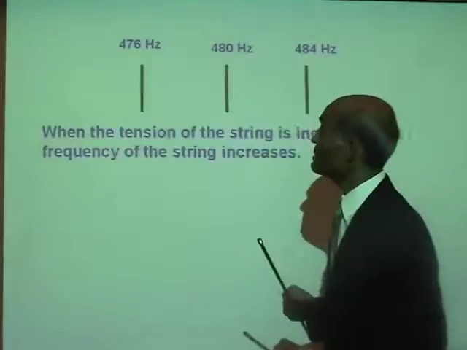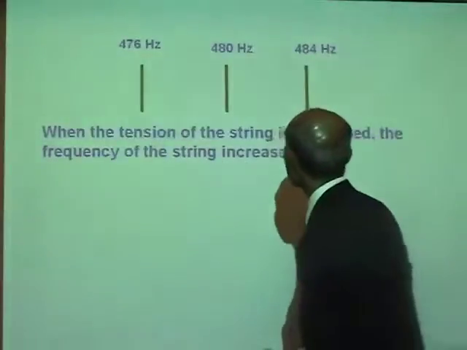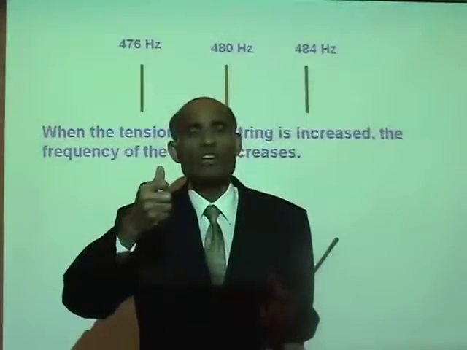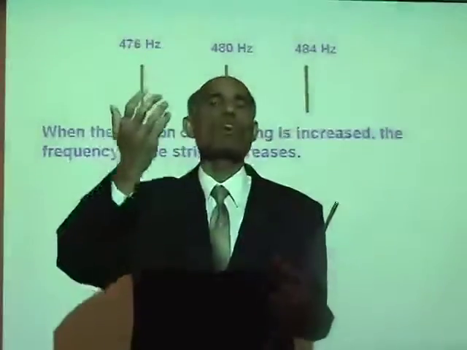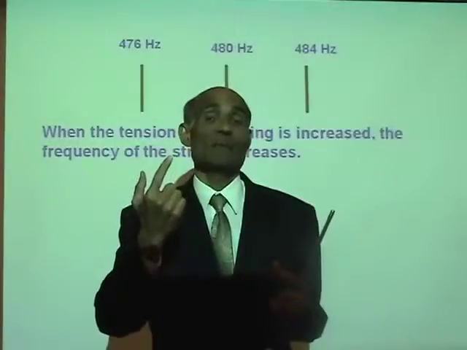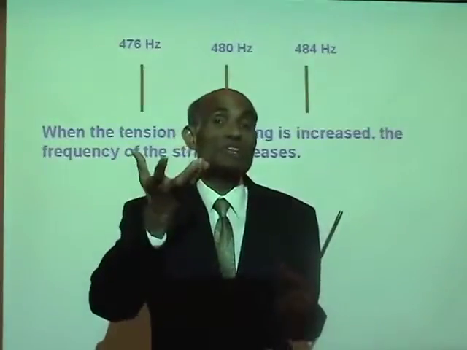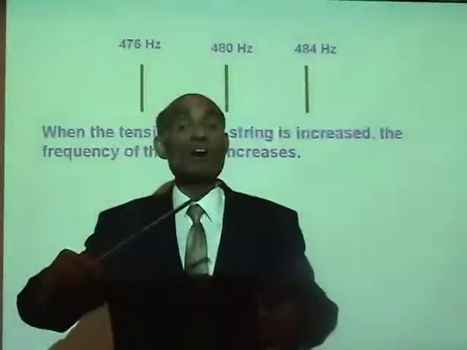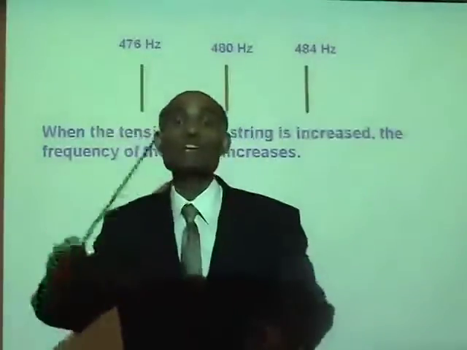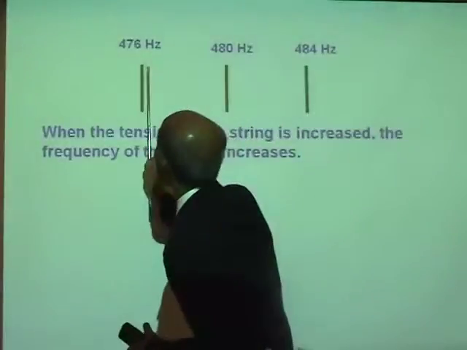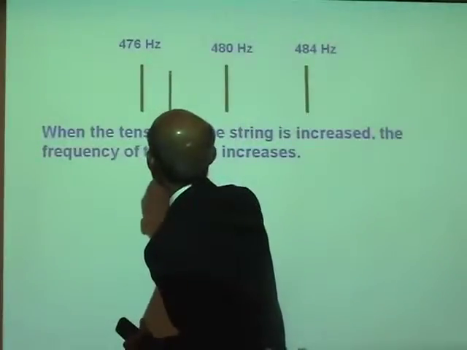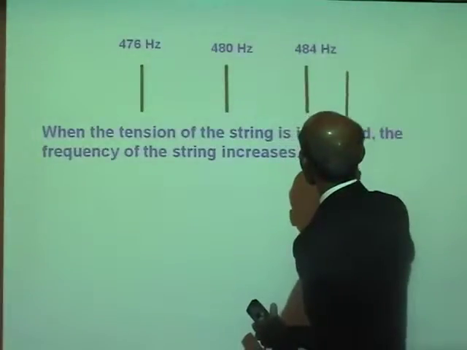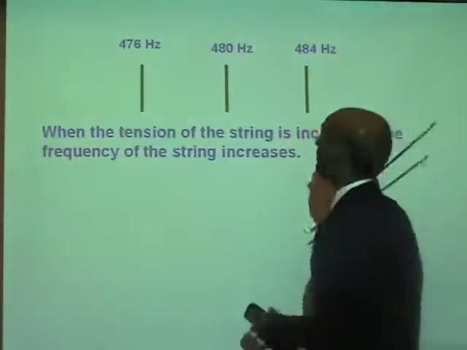Now, what did we do? When the tension on the string is increased, tell me, is the frequency going to increase or decrease? You must know that. When the tension is increased, the frequency is going to increase. In other words, the frequency of the violin string is slightly increased, which means if it is 476, it's going to be closer to 480. If it is 484, it's going to go away from 480.